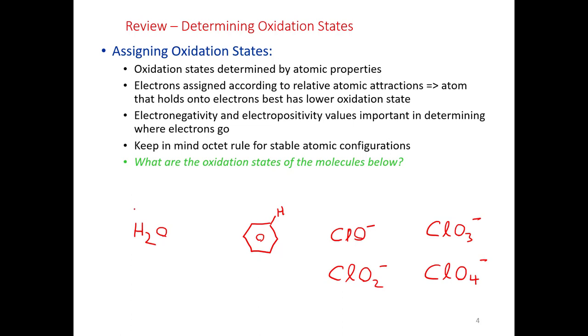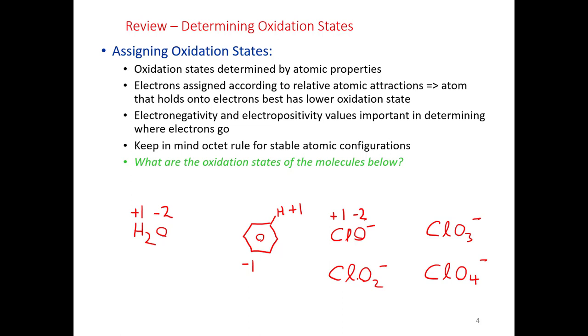So the hydrogen in water would be +1, and the oxygen would be -2. All of the carbons in benzene would be -1, and all of the hydrogens would be +1. For hypochlorite, the oxygen would be -2. So in order to balance the charge overall on this polyatomic anion, the chlorine must be +1.